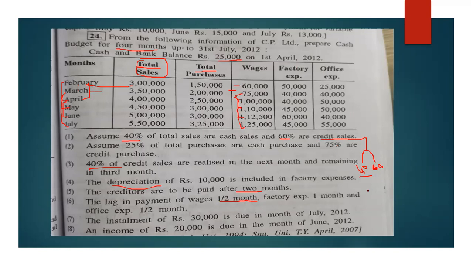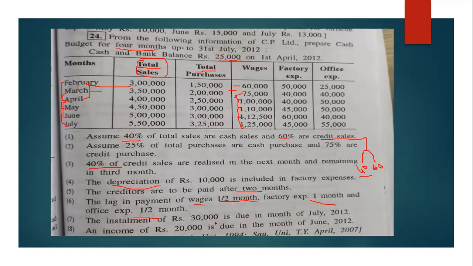For factory expenses, the lag is 1 month, so we have to pay February's expense in March, March's expense in April, April's expense in May, May's expense in June, and June's expense in July. And office expense is also half month, so we will follow the same procedure as wages.